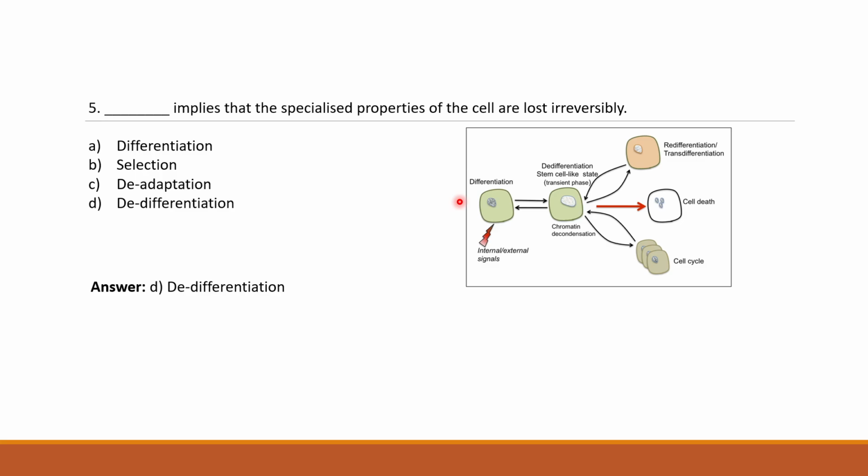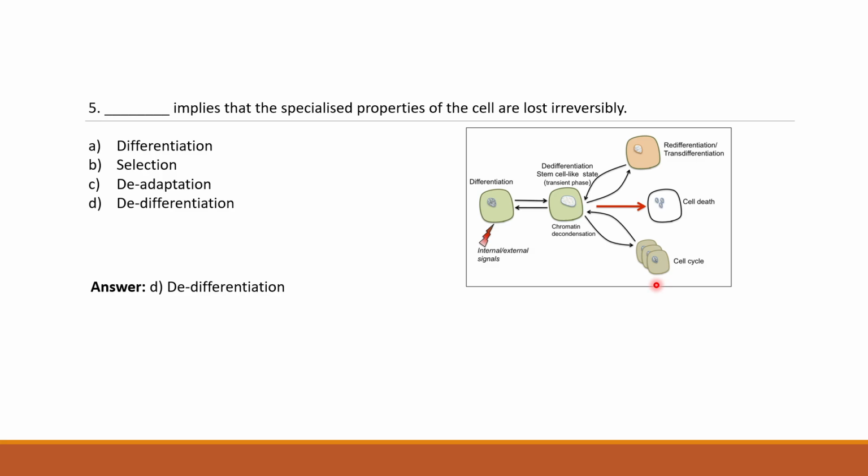So what does that mean? From here, it can go back, or it can go for redifferentiation and become some other type of cell, or it can become a proliferative cell, so it can undergo the cell cycle now. But if, due to some stress condition or stimulus, the cell is not able to complete its phase, I told you this is a transient phase, so it has to complete it to become something else.